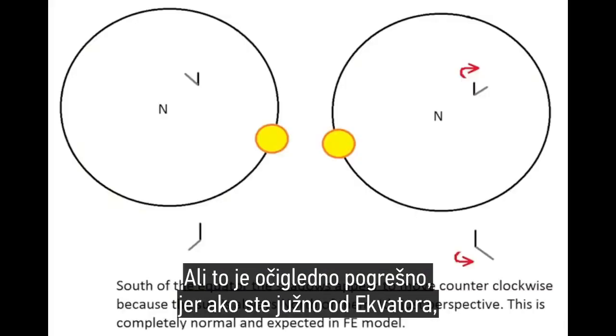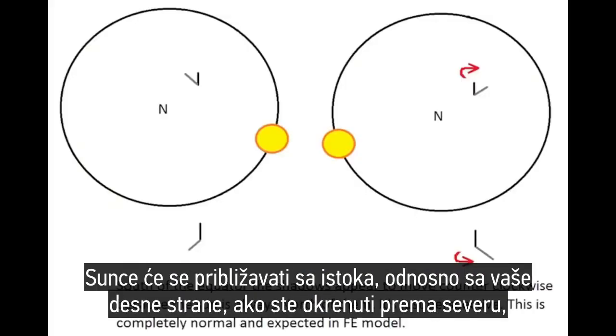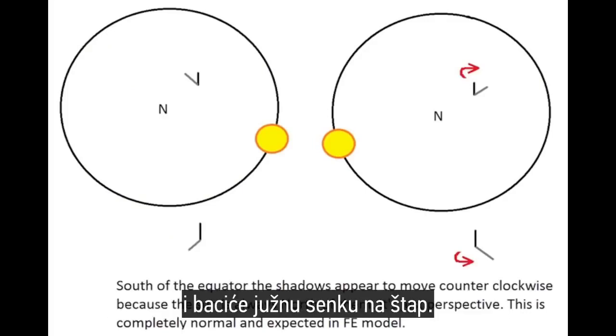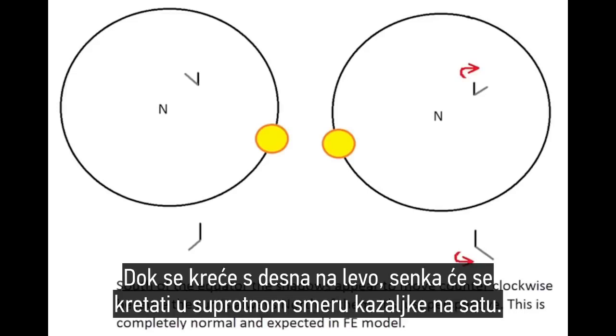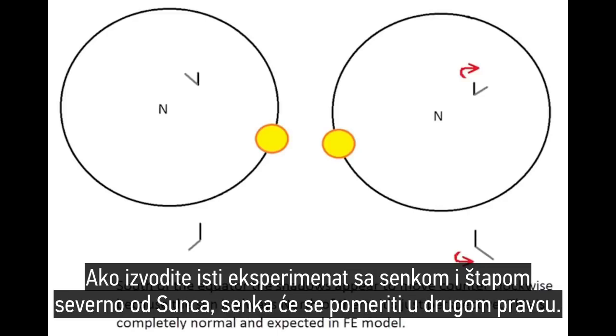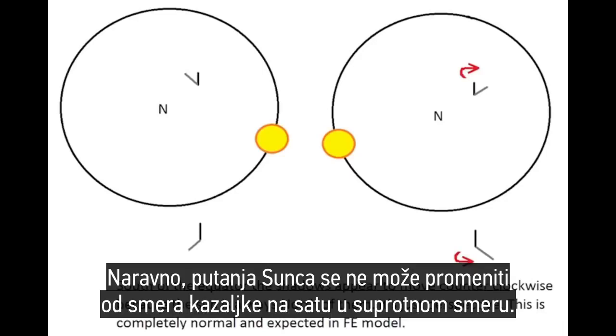But this is clearly wrong, because if you are south of the equator, the sun will be approaching from the east, which will be on your right-hand side if you're facing north, and it will cast a southerly shadow on the stick. As it moves from right to left, the shadow will appear to move counterclockwise. If you perform the same stick and shadow experiment north of the sun, the shadow will move in the other direction. Of course, the sun can't change from clockwise to counterclockwise.